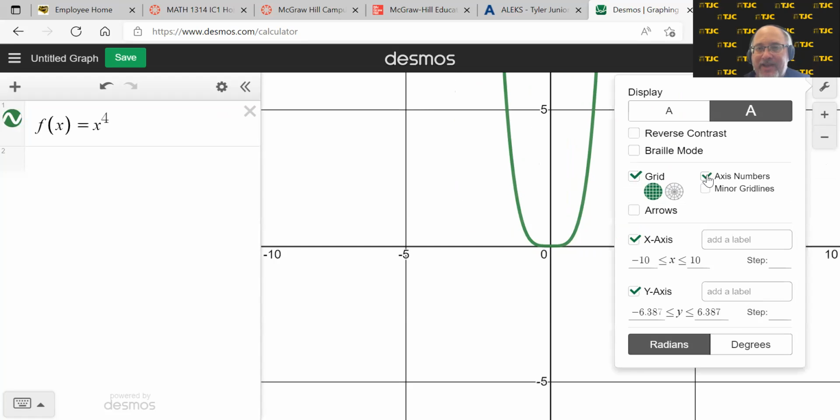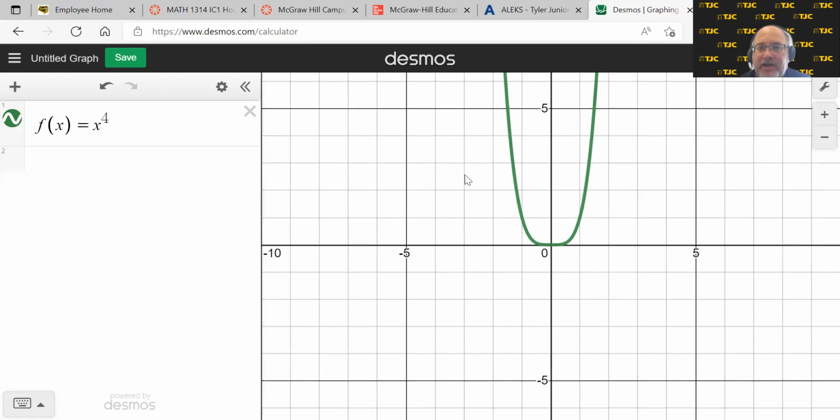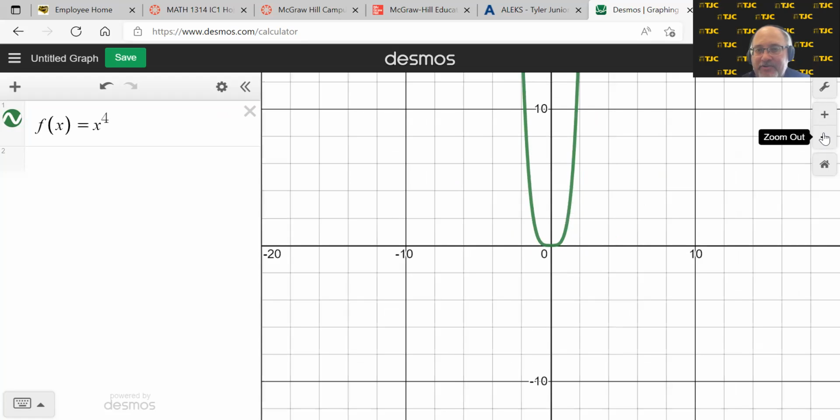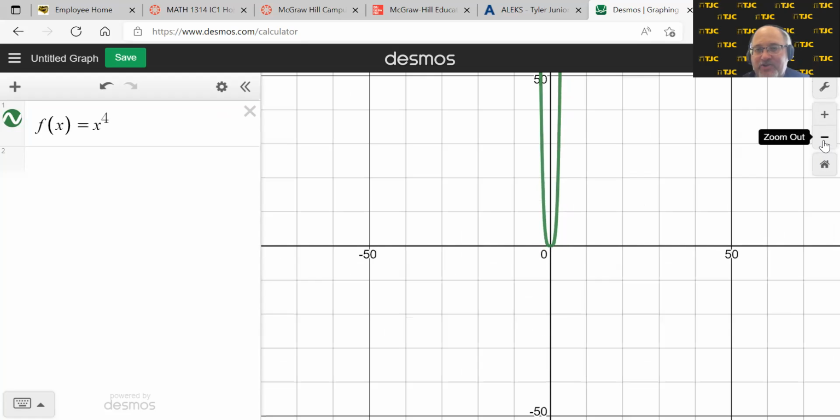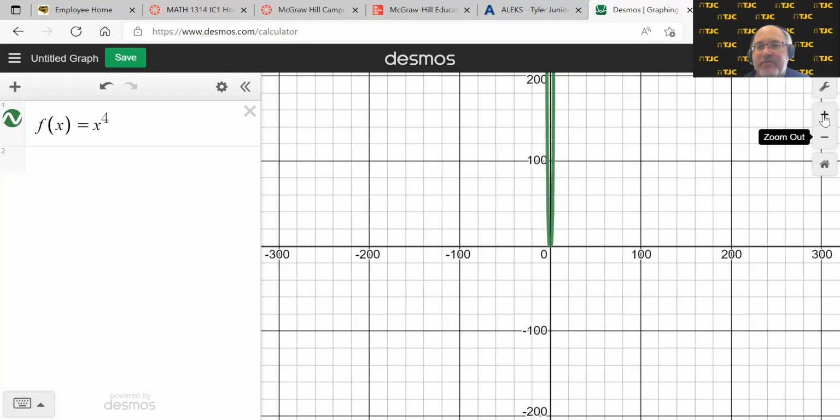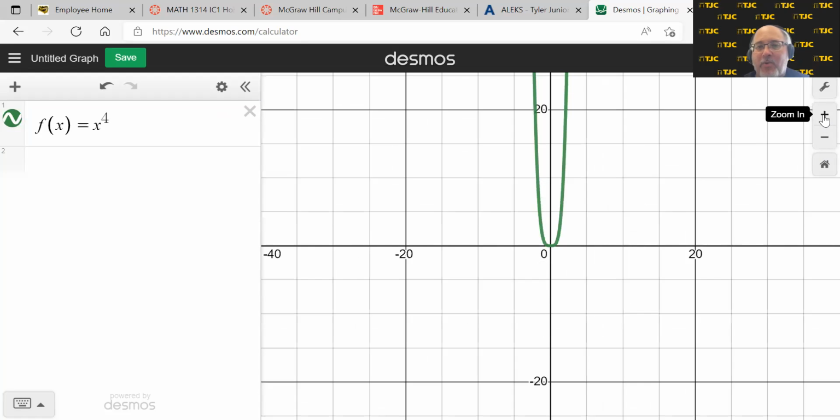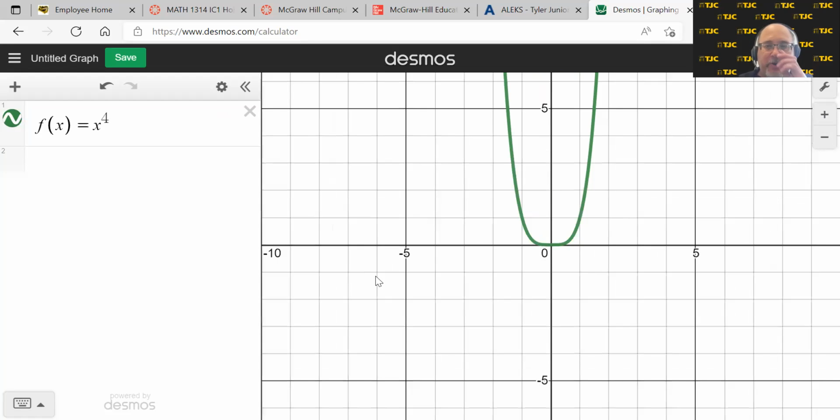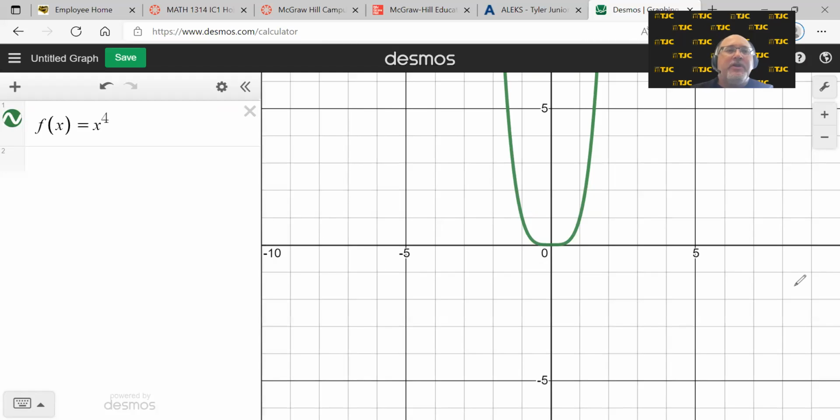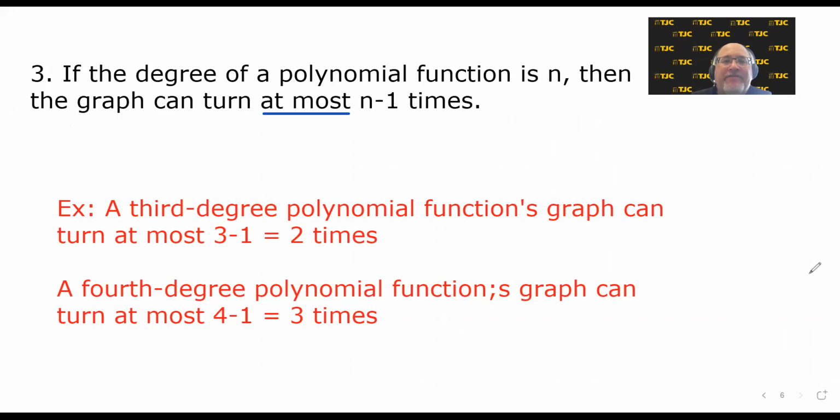Let's put the grid back in and the axis numbers. And now you can watch the numbers on the axis. You can tell now that when we zoom out, 10, 20, it's like we're jumping up in the sky and getting a bird's eye view of the graph, and we don't see it turning anymore except that 1 time at the origin. So this statement, that if the degree is n, then the graph can turn at most n minus 1 times, provides what's called an upper bound for the number of times it can turn. It can only turn up to so many times. It can turn less, it just can't turn more.